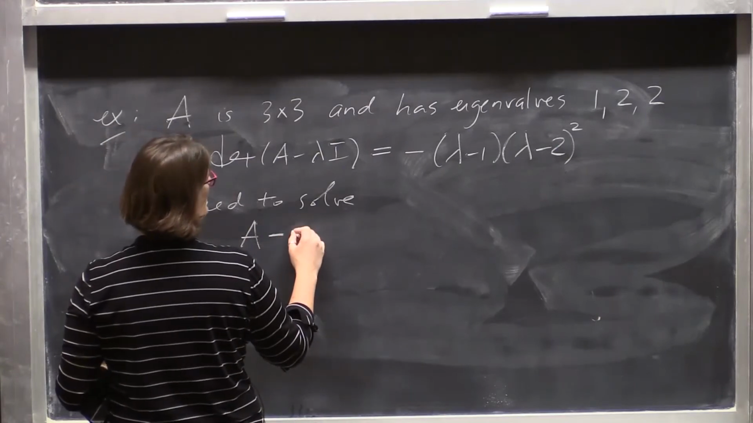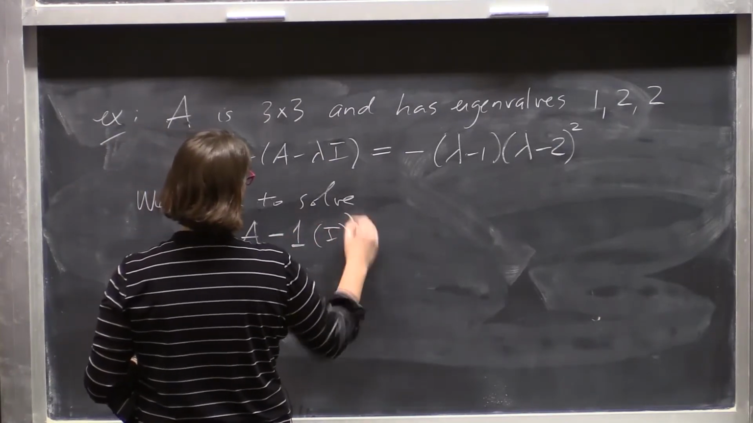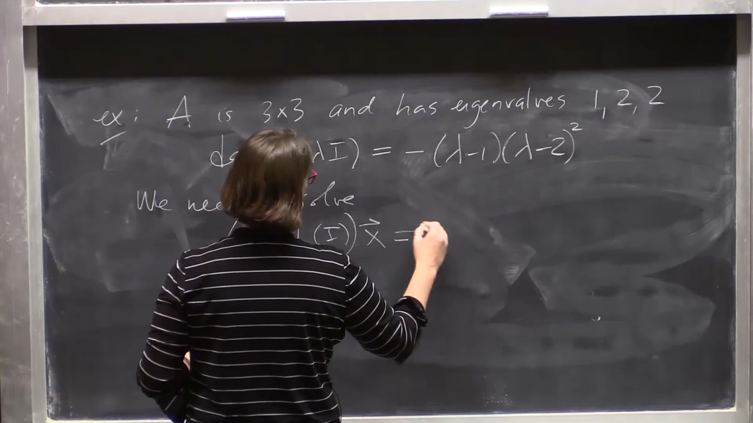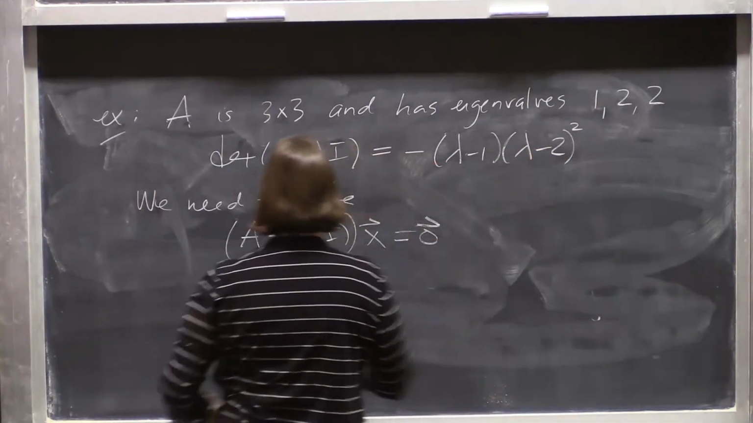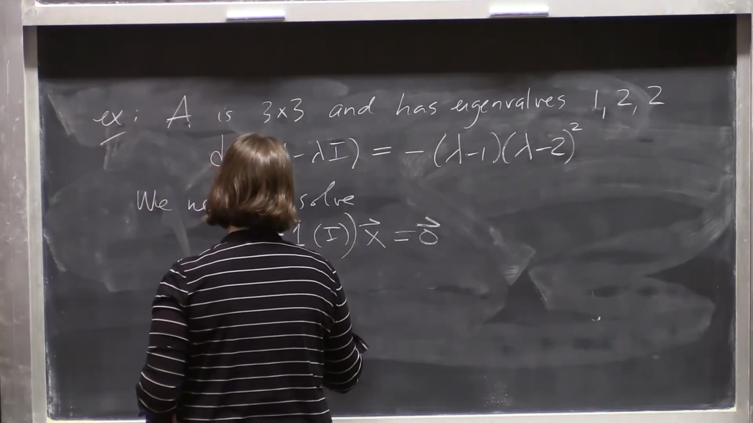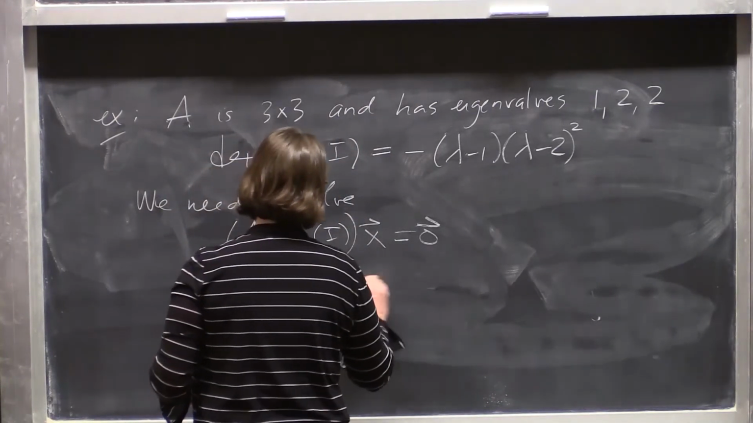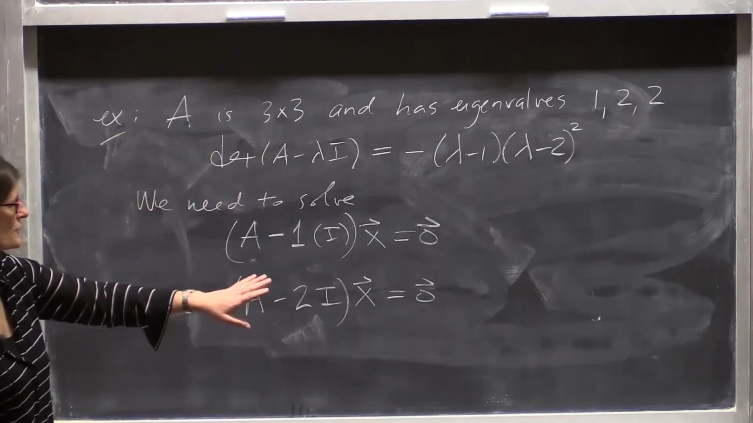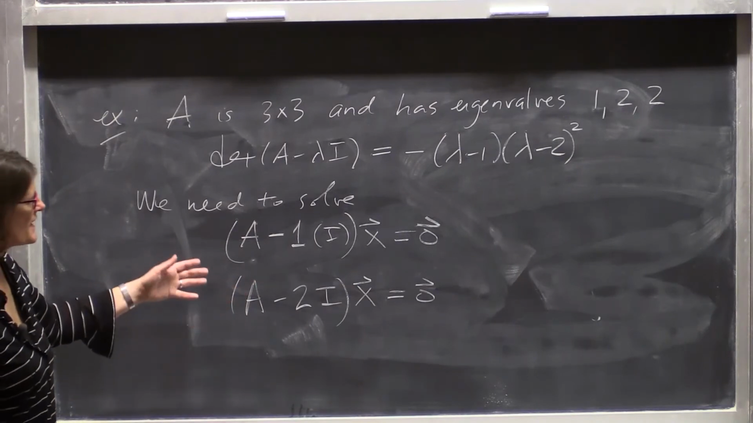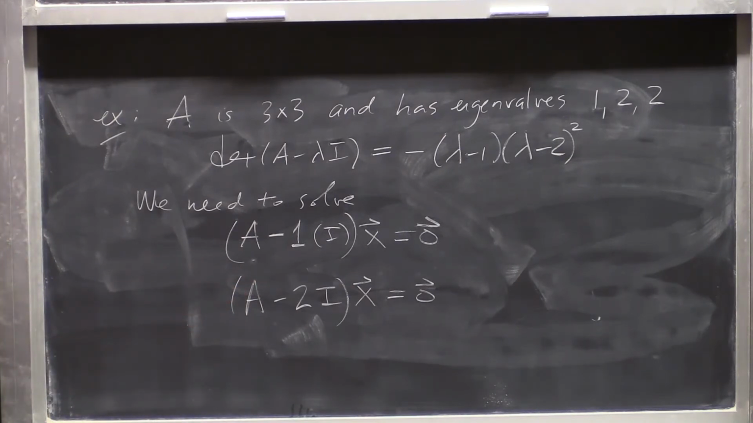So we need to solve (A - 1 times the identity) times x = 0 to find eigenvectors for eigenvalue 1. And we need to solve (A - 2 times the identity) times x = 0 to find eigenvectors for eigenvalue 2. So on the one hand, we're happy because for this case, we had to do how many reduced row echelon form calculations? 3. That's more work. On the other hand, each one is guaranteed to give us an eigenvector.